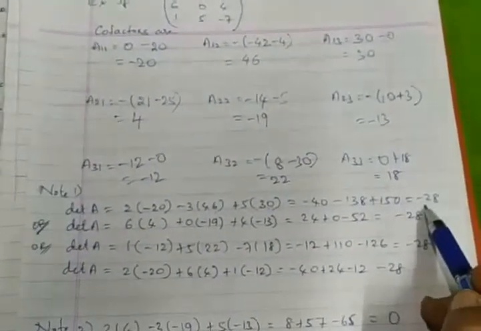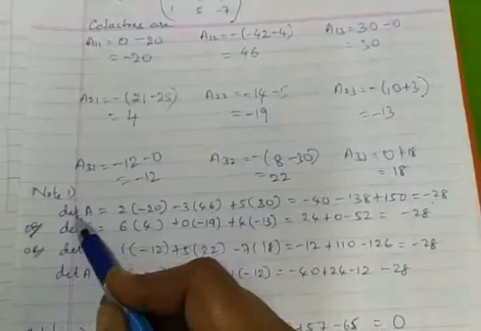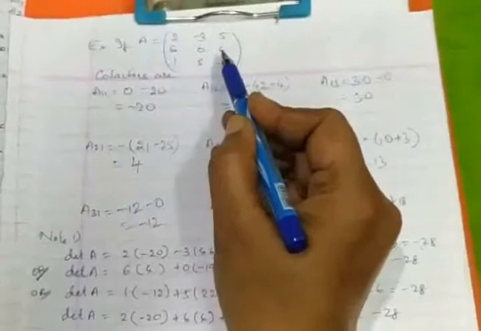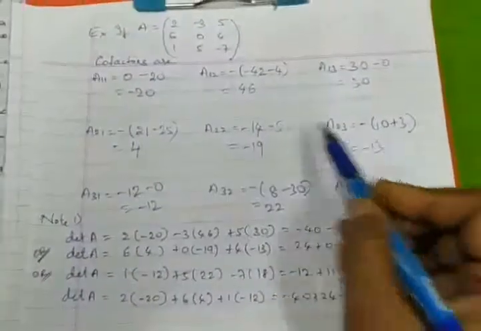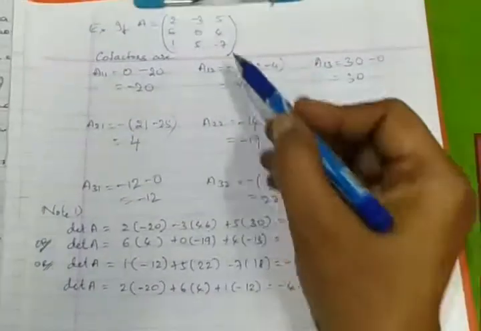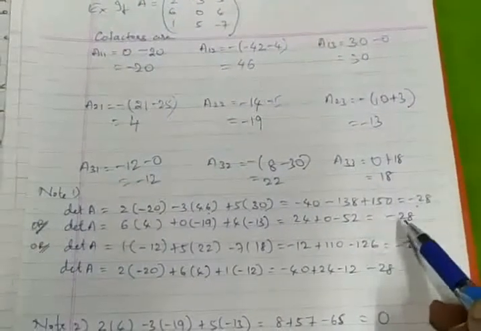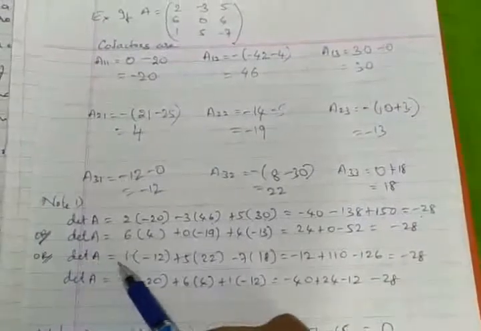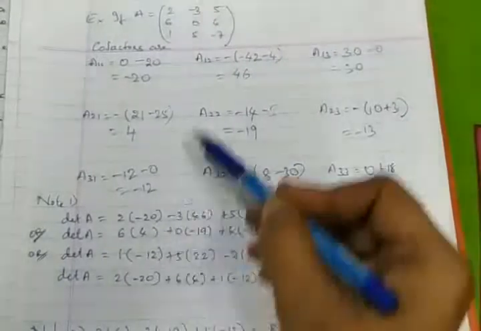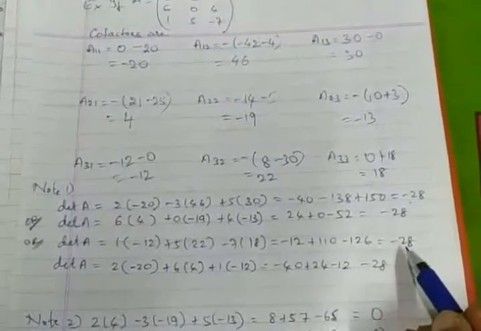It is as good as expanding using the first row, which in the first video also we discussed, the determinant value. If I multiply the second row with the second row cofactors, 6 into 4, 0 into minus 19, plus 4 into minus 13, I get once again minus 28, and this minus 28 itself is the determinant value of A. From the third row also you can verify: 1, 5, minus 7 multiplied with their cofactors, 5 into 22, minus 7 into 18, again I get minus 28.